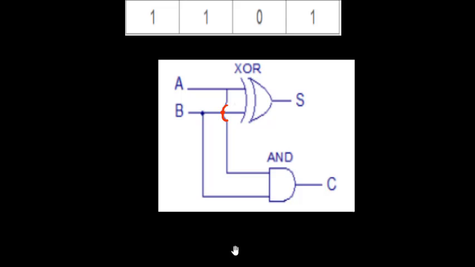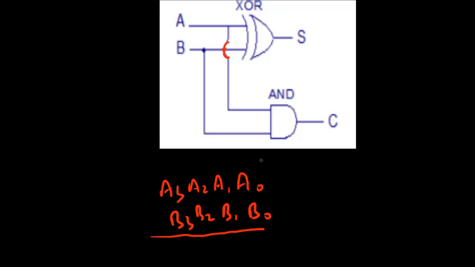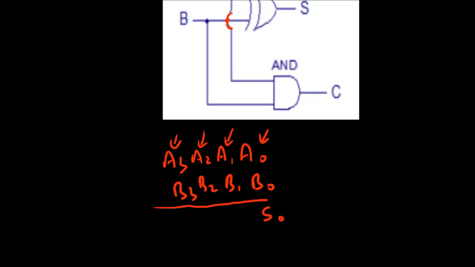Now there is a drawback of half adder. Suppose you want to add two 4-bit numbers, A0, A1, A2, A3 and B0, B1, B2, B3. For adding these we require 4 half adders: one for A0, B0, second for A1, B1, third for A2, B2, and fourth for A3, B3. If we use 4 half adders, of course we will get sum. Suppose this sum is S0, and we may or may not get a carry. If a carry comes, we have to carry it to the next place.